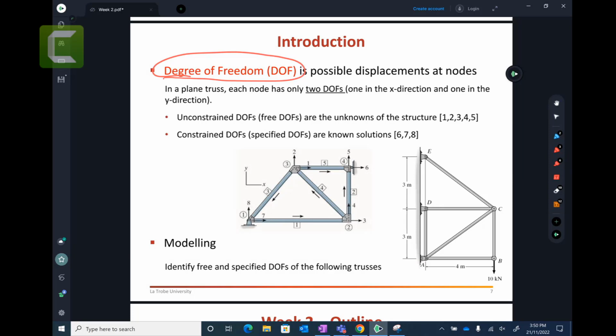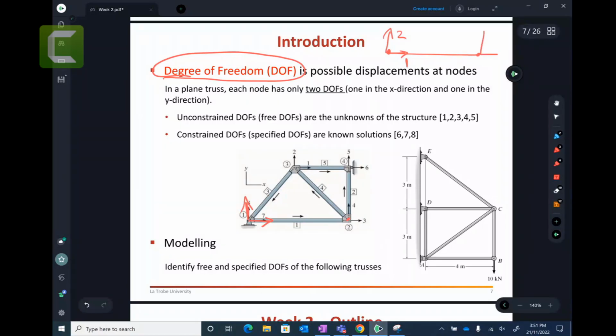Now, let's say you have element number 1. This element at each node, let's say at the left side, node number 1, has 2 degrees of freedom. It can go in the X direction and it can go in the Y direction. So each element has 4 degrees of freedom. Do you agree with me? Because it has 2 nodes and each node has 2 degrees of freedom. It can go left and right, and it can go up and down.